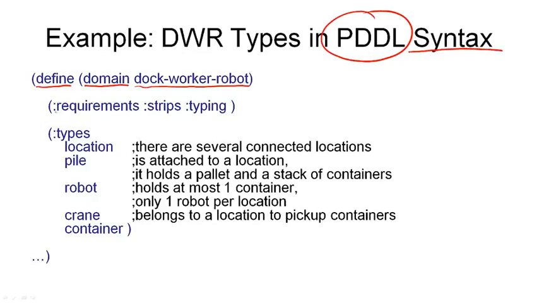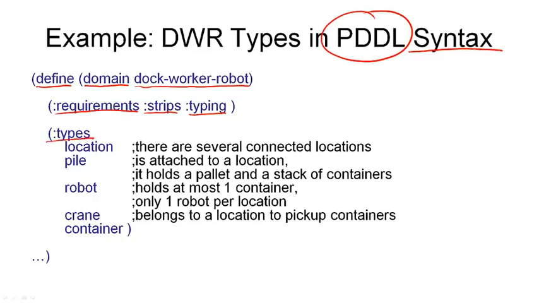Next, PDDL allows us to specify requirements for a specific domain. In this case, we specify that our domain requires strips and typing. Strips is actually always assumed, and typing is a very simple extension. But there are many other extensions that you can use. The typing extension is of course required for the types we will see next.